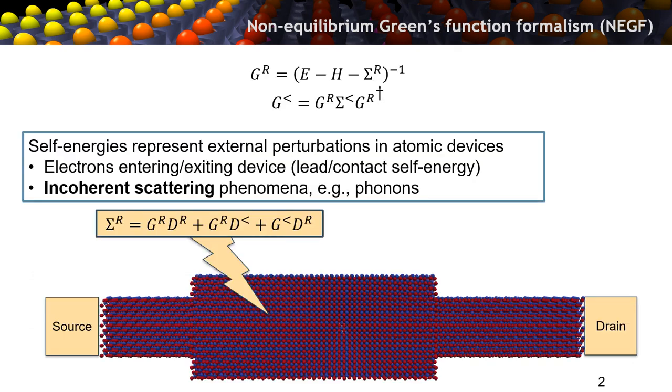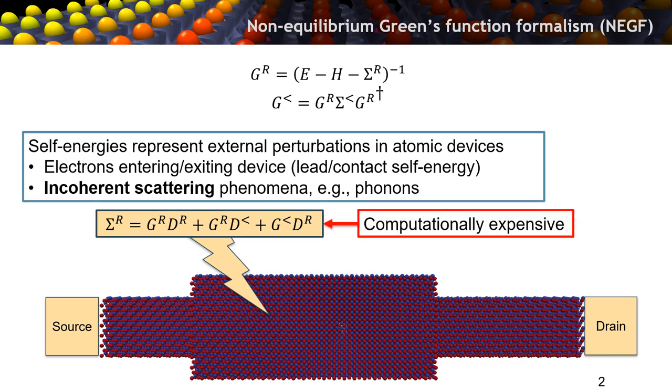To begin, I'll introduce the NEGF formalism, a widely used method for solving the Dyson and Keldysh equations. These represent electronic occupation in atomistic devices. An important part of the NEGF method is the use of self-energies that represent external perturbations in these devices, and this may include electrons entering and exiting the device, and incoherent scattering phenomena such as phonons.